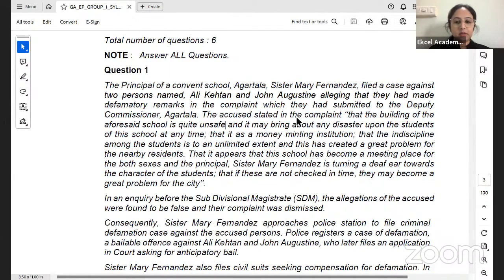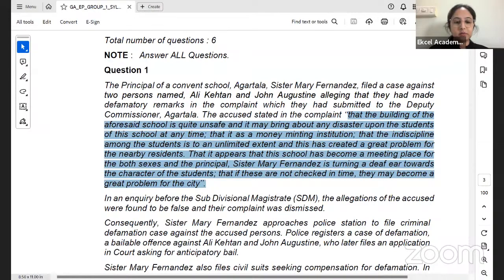We will see. Okay, that the building of the school is unsafe and it may bring about a disaster upon the students of the school, and that it's a money minting institution, and that there is indiscipline, they say students are not good, they are indisciplined, and it is creating a problem for the people who are living around. They say it's just a money minting institution. They don't want to teach discipline and good behavior to the students. And we have tried to complain to the principal, but she did not listen to us. These things they have mentioned in their complaint. So this is the first complaint.